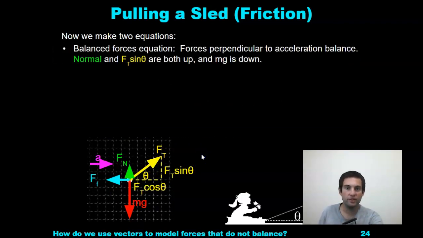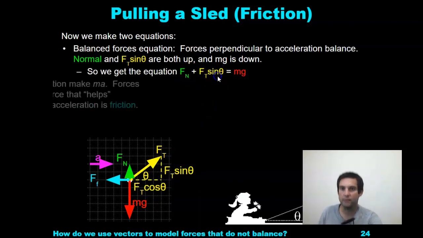We have our balanced force equation. Forces perpendicular should balance, right? These guys aren't sinking into the snow and they're not floating, so the perpendicular to acceleration should balance. We have a normal and Ft sine theta added together to equal mg. Going down, we have 2 boxes up here, 3 boxes up here, 5 boxes down there. So we get Fn plus Ft sine theta equals mg.